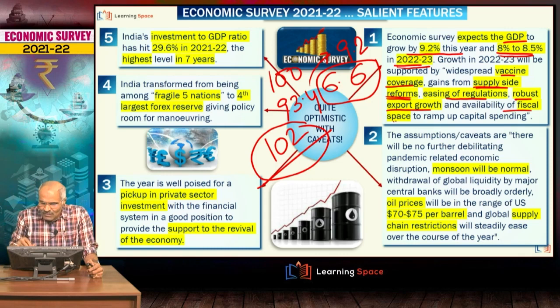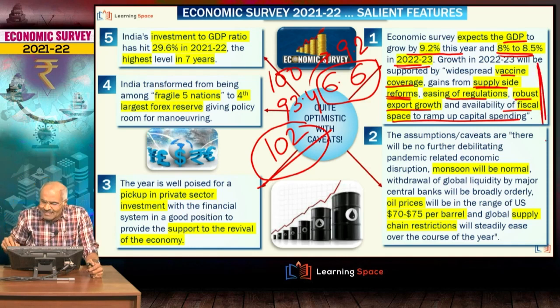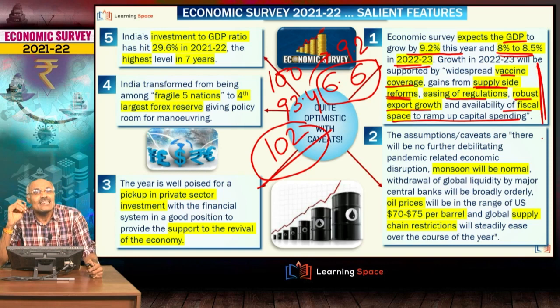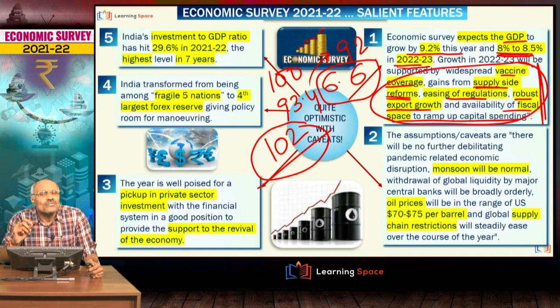Availability of fiscal space: now the emergency measures, the support, is going to come down. So subsequently the government can spend more on capital expenditure. PM Gati Shakti: the government is focusing on infrastructure development. So because of these 4-5 things, now the government is thinking that the growth of 8 to 8.5% will materialize next year. Right friends, these are all the aspects which the government must be proud of.